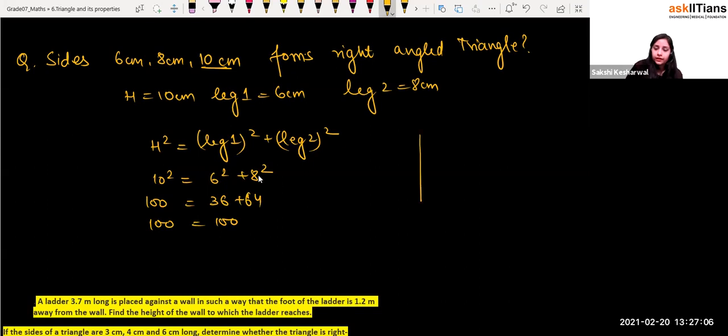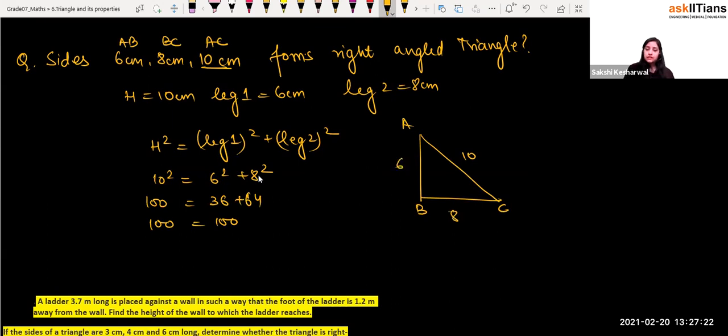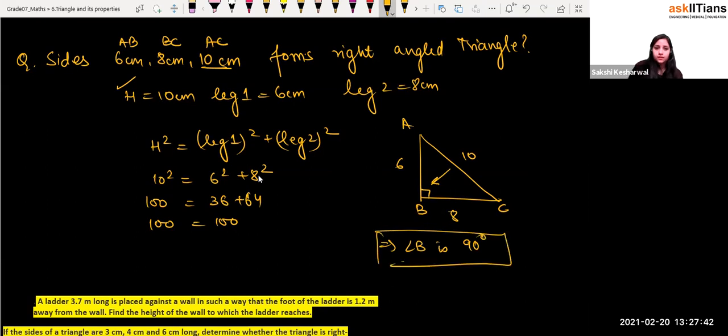So which one is the 90-degree side? If I say that this one is AB, this one is BC, and this one is AC, right? So I'm writing this as AC and this is B. So AC is 10, AB is 6, and BC is 8. Now, which one is the 90-degree angle? We have learned that the hypotenuse is the side opposite to the 90 degrees. So if 10 is the longest side, the angle opposite to it will be 90. So we say that angle B is 90 degrees. That's all, right? So yes, it is a right angled triangle.